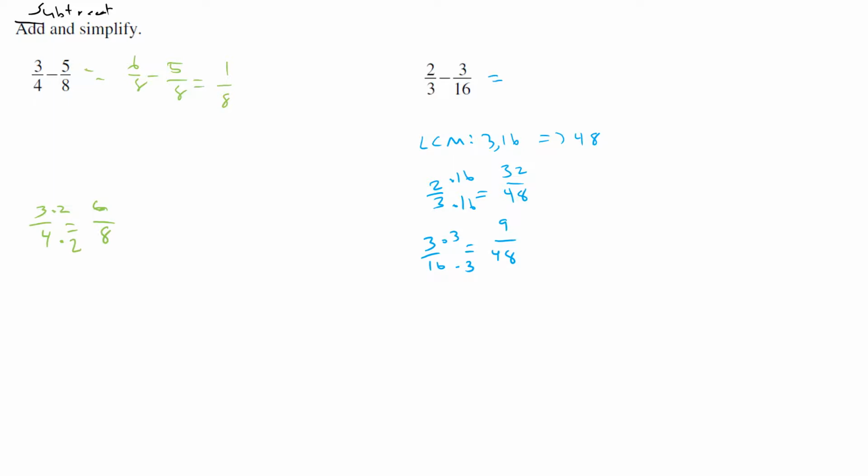So I can rewrite these as equivalent fractions, 32 over 48 minus 9 over 48, and that's going to give me 23 over 48. And we won't be able to simplify that any further. 23 is prime.